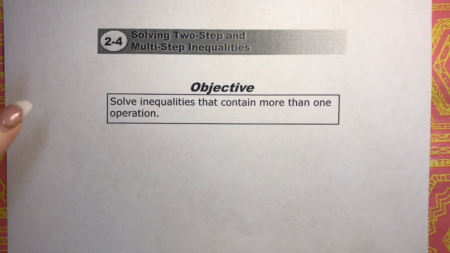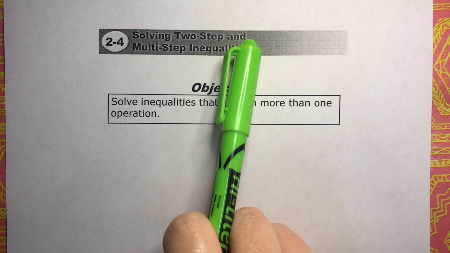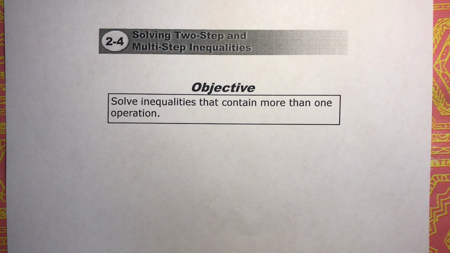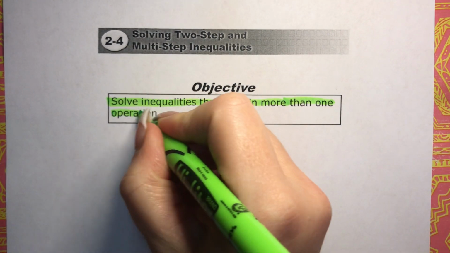All right, welcome back to Chapter 2, Lesson 4. Today we're going to be solving two-step and multi-step inequalities. So our objective for today is to solve inequalities that contain more than one operation.